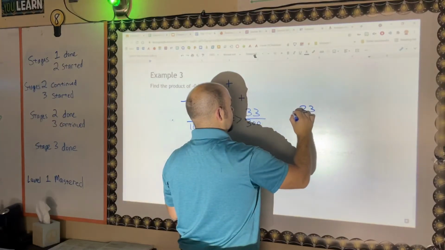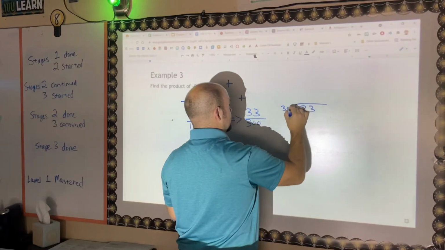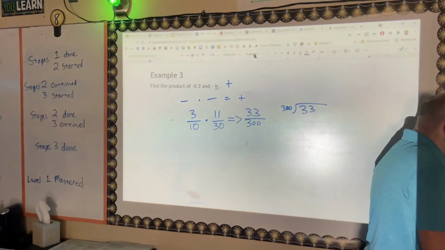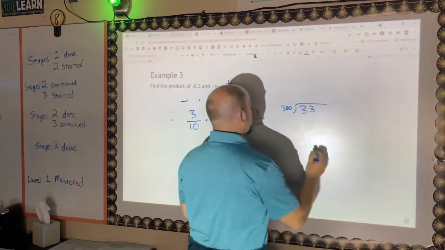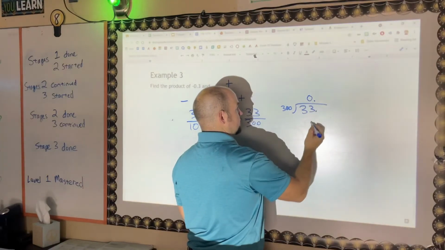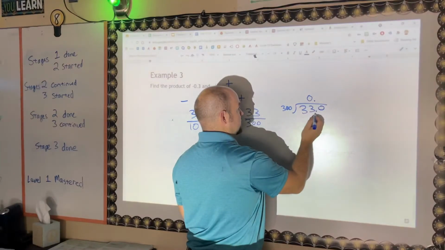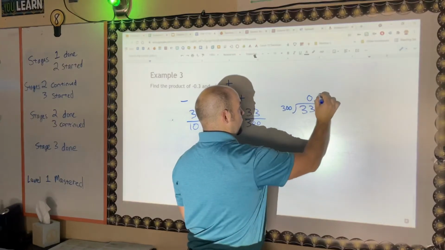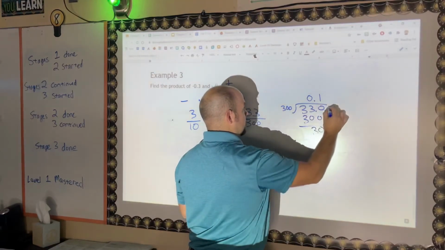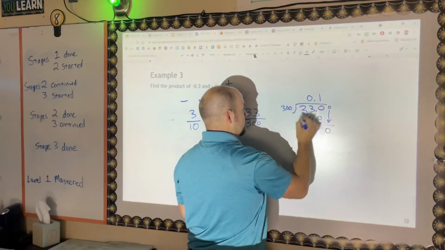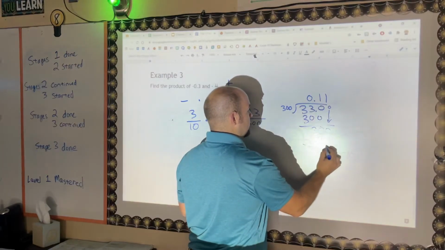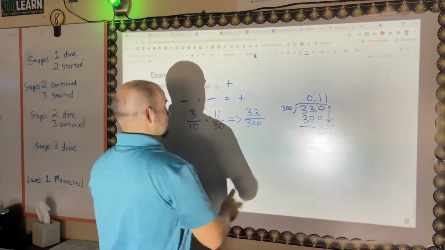33 divided by 300. Oops, I think I wrote that backwards. I always get these the way that it should be done. Nope, I did it. 300 does not go into 33, it goes in there 0 times, so let's throw in our decimals. 300 goes into 330 once, times 300, get 30, add another 0, bring it down. 300 goes into 300 once. We got 300, remainder of 0. So this is a terminating decimal here.